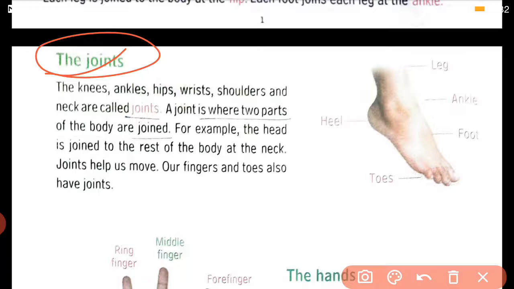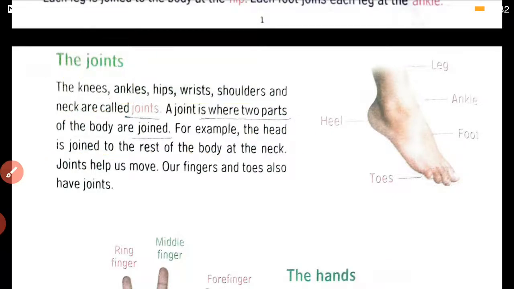Okay. Now example of joint क्या क्या होगा? The knee, आपका घुटना. Ankle, जहाँ पे आपका foot पैर से जुड़ा हुआ है. The wrist, where you are wearing your watch. कलाई, उसको मूव कर सकते हो. Shoulders, कंधा. Neck, these are all joints. Okay. The head is joined to the rest of the body at the neck.